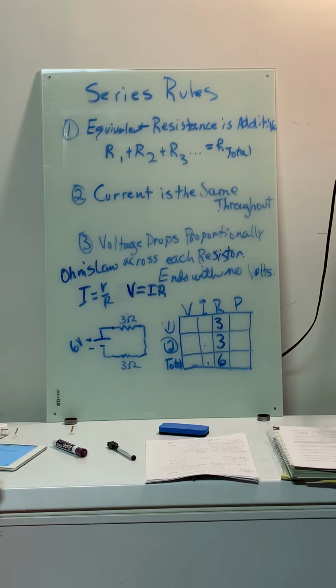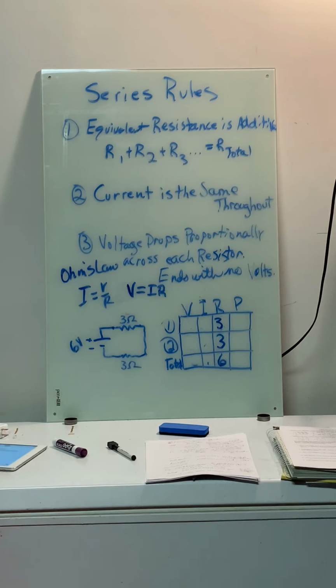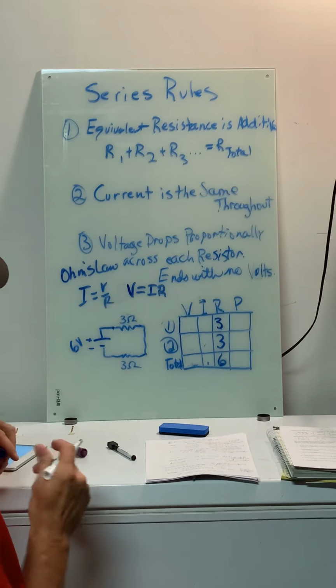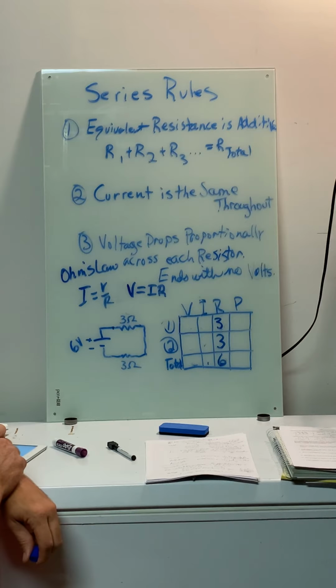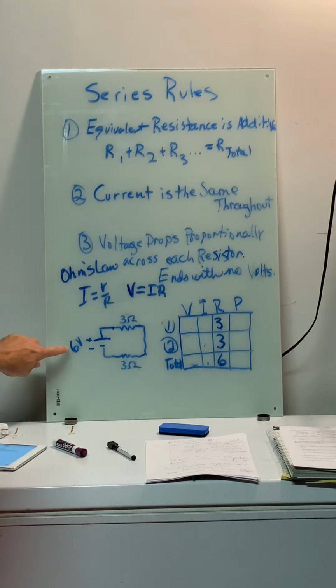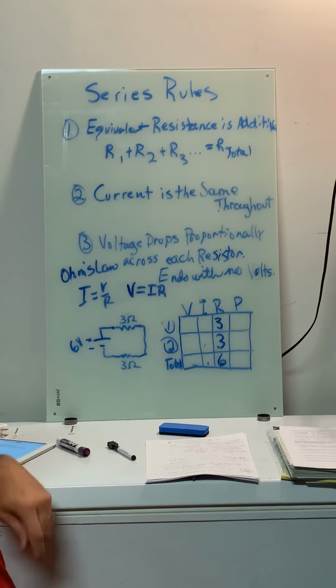The next rule says the current is the same throughout. That means any part of the wire in this circuit is going to have the same current. The current is calculated using Ohm's law, I equals V over R. To understand that, we know we have a total voltage from our battery, which does not mean that there's only 6 volts. It doesn't say 6 to 0. It could be 250 volts and 244 volts, and the difference is 6 volts. So the potential difference that makes this happen is going to be 6 volts.